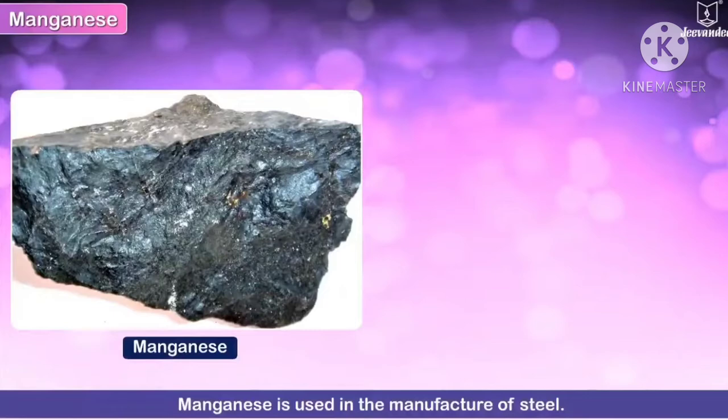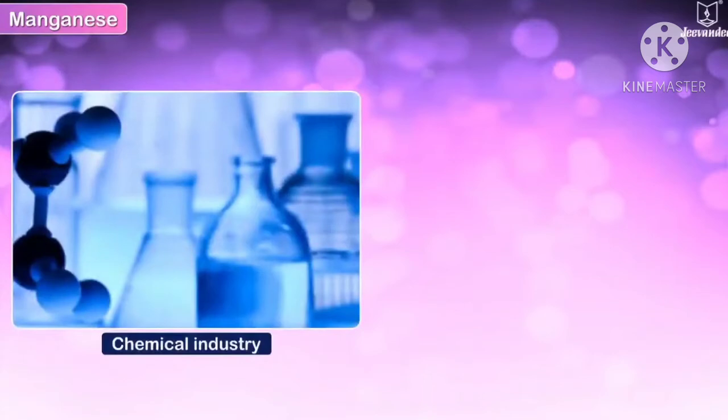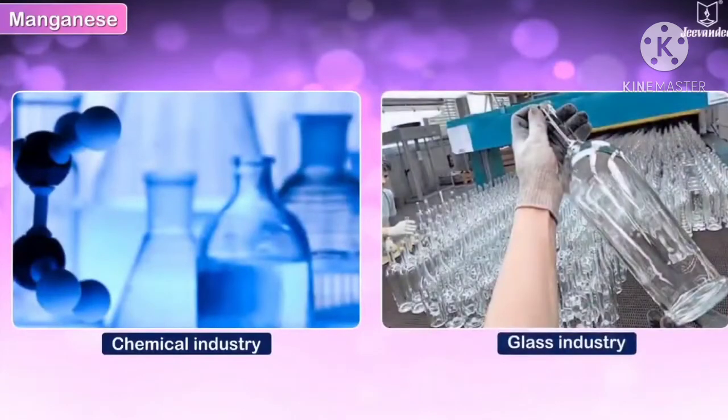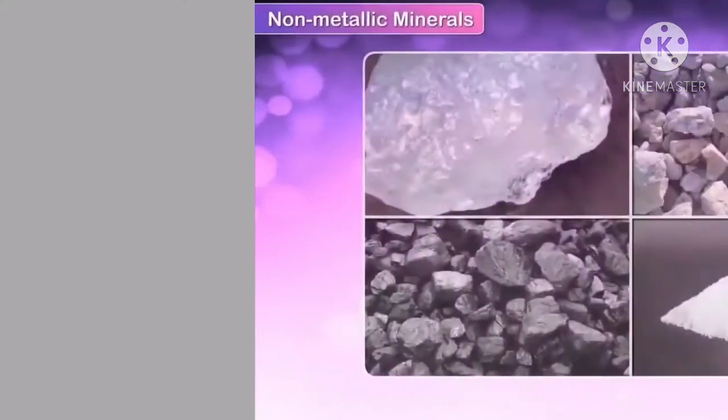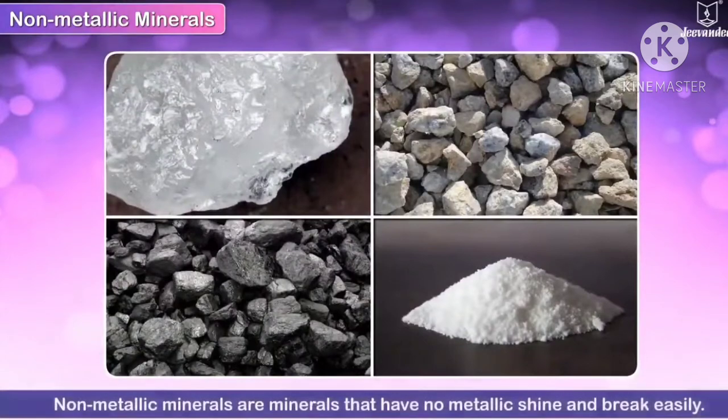Now we have manganese. Manganese is used in the manufacture of steel. So we use manganese to produce steel. Manganese is used in the chemical industry, and it is used in the glass industry. Let's look at the non-metallic minerals. Okay, we take them one after the other.